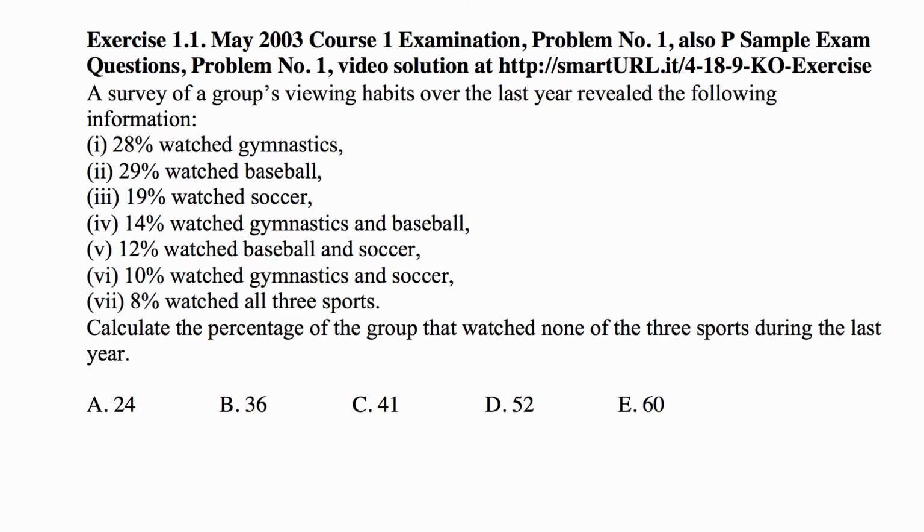This is an exercise posted by the Society of Actuaries, and I'm giving you my solution to it. A survey of a group's viewing habits over the last year revealed the following information. 28% watched gymnastics, 29% watched baseball, 19% watched soccer, 14% watched gymnastics and baseball, 12% watched baseball and soccer, 10% watched gymnastics and soccer, 8% watched all three sports. Calculate the percentage of the group that watched none of the three sports during the last year.